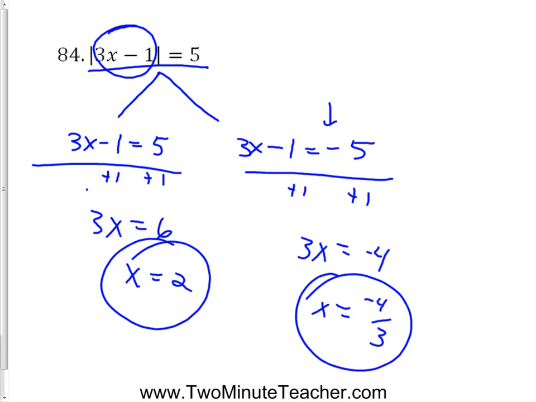If I wanted to double check, I would take my 2 and stick it in right here and make sure it worked. 3 times 2 is 6. 6 minus 1 is 5. Absolute value of 5 is 5. It worked. And this negative 4 thirds doesn't seem as likely to work, but only try it once.